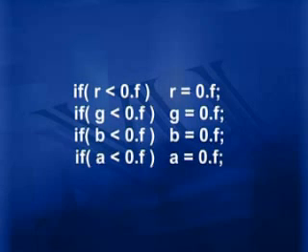That if r has a value lesser than 0 float, then it is brought to 0 float. And if g, the green component, has a value lesser than 0, it is also made 0. If b has a value less than 0, it is made equal to 0. If a has a value less than 0, then again it is made equal to 0.